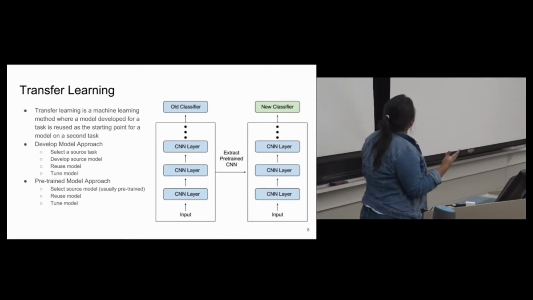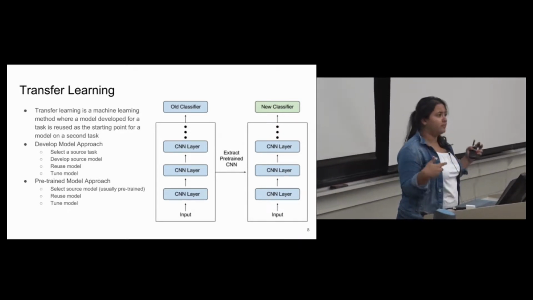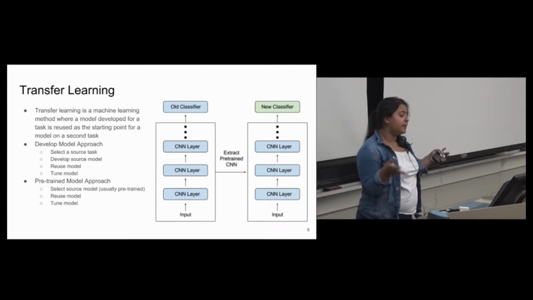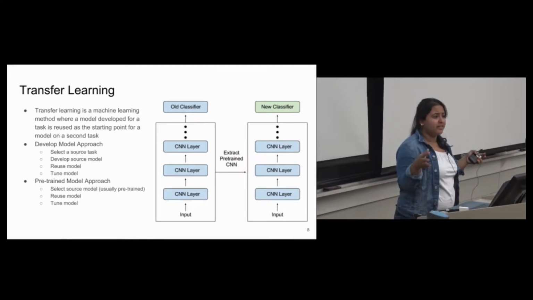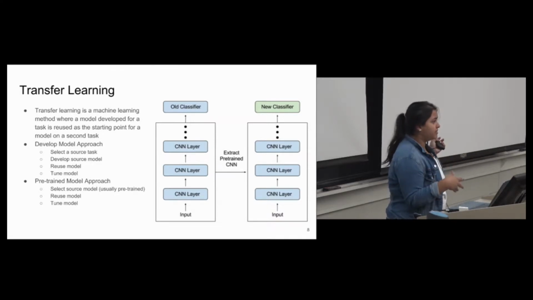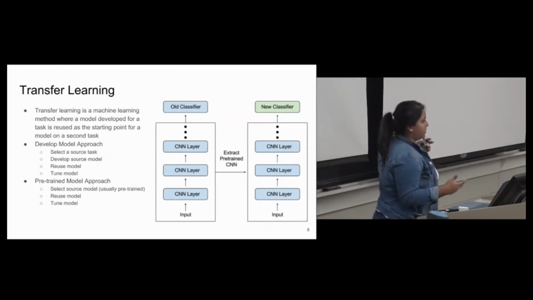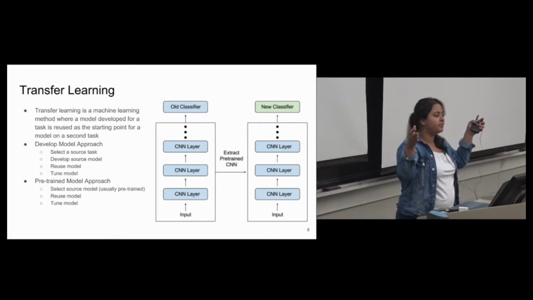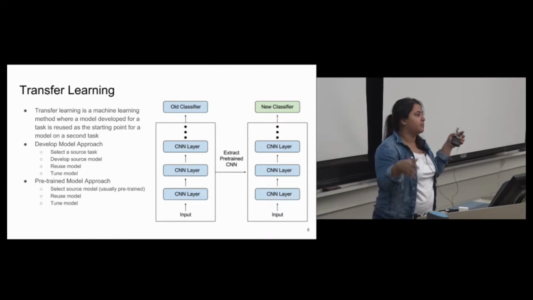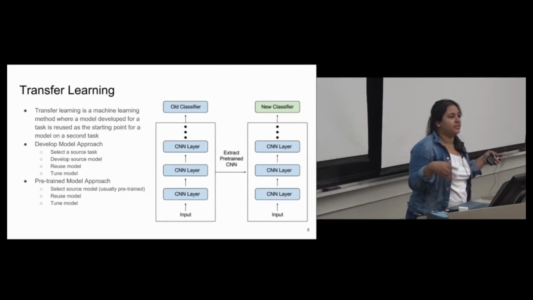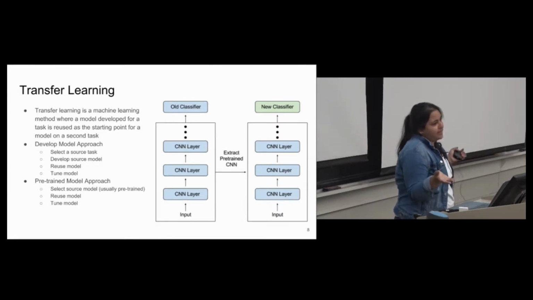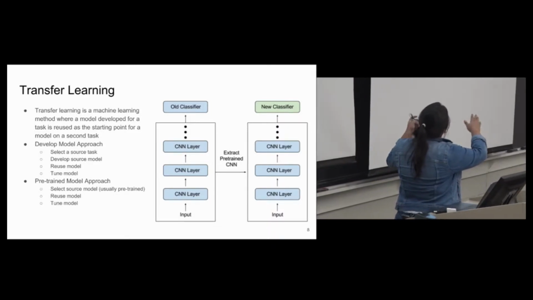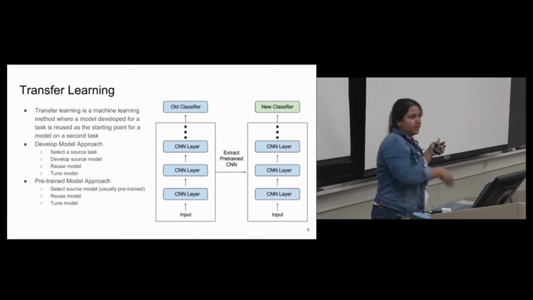In the pre-trained approach, we select a model which is already pre-trained. For example, some of the most popular pre-trained models are the ResNet 50s and the ResNet models, which are pre-trained on ImageNet data. Then we reuse that model, but we fine-tune it further. People probably just fine-tune the last few layers to make it more specific to their classification task than what's currently done in the ImageNet task. So in the diagram, as you can see, we have an old classifier, then we extract the pre-trained part, and then we have a new classifier.